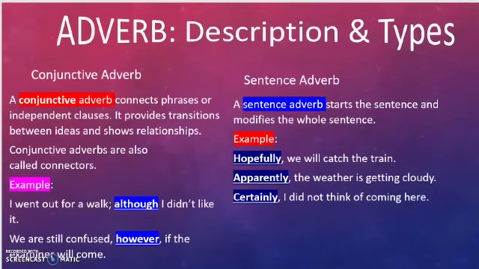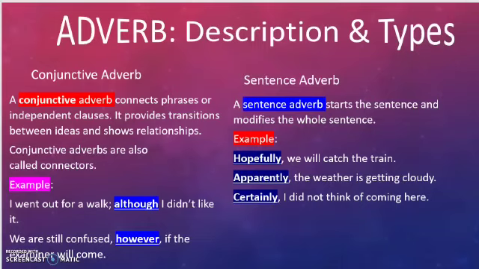Now, what are the types of adverb? For example, conjunctive adverb. A conjunctive adverb connects phrases or independent clauses. It provides transitions between ideas and shows relationships. Conjunctive adverbs are also called connectors because they connect the information together.